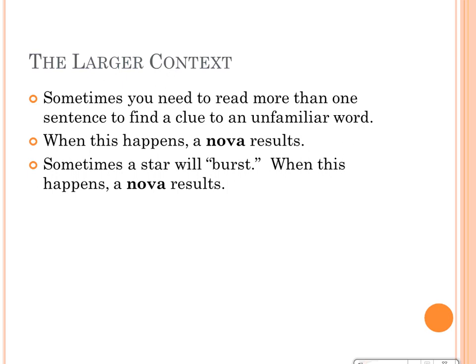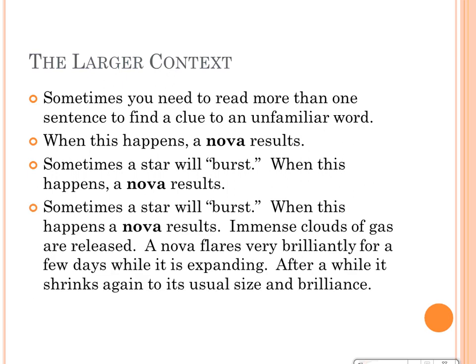But perhaps you want to know something more exact. More context can give you additional information. Sometimes a star will burst. When this happens, a nova results. Immense clouds of gas are released. A nova flares very brilliantly for a few days while it is expanding. After a while, it shrinks again to its usual size and loses its brilliance. It's important to look at the larger context and look for all that is said about an unfamiliar word.